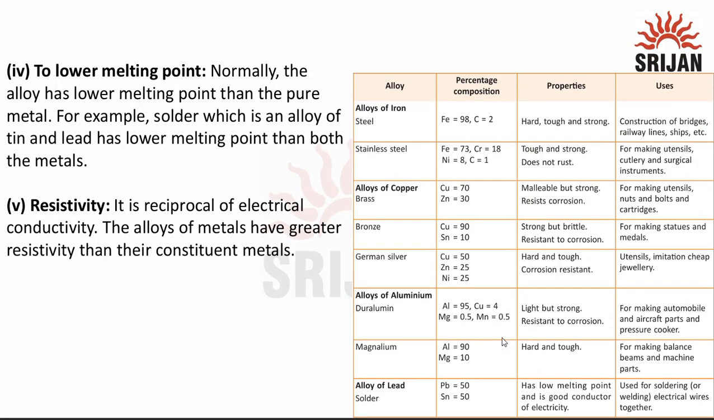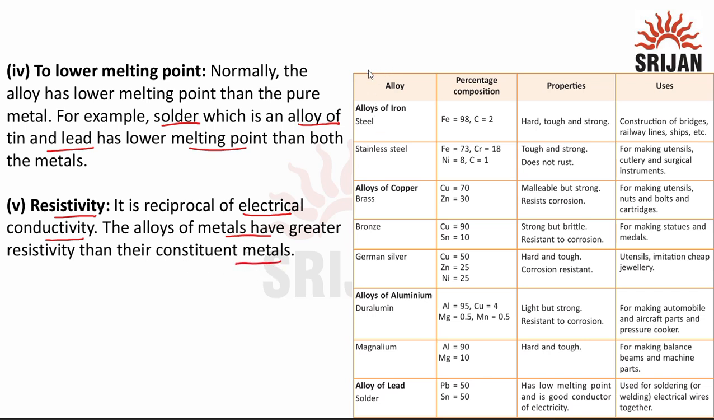Now, the fourth purpose is to lower the melting point. Normally, alloy has lower melting point than the pure metal. For example, solder, which is an alloy of tin and lead, has lower melting point than both the metals. Fifth purpose is the resistivity. It is the reciprocal of electrical conductivity. The alloy of metals have greater resistivity than their constituent metals.